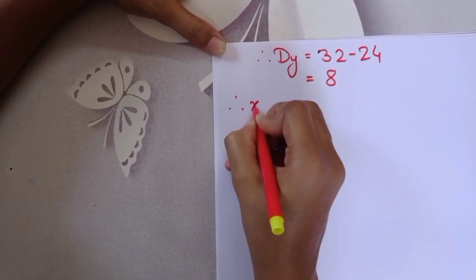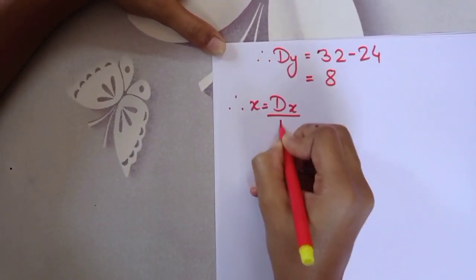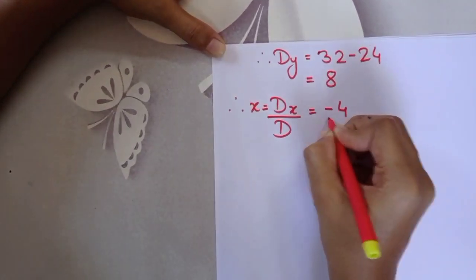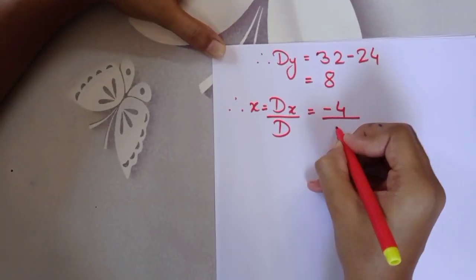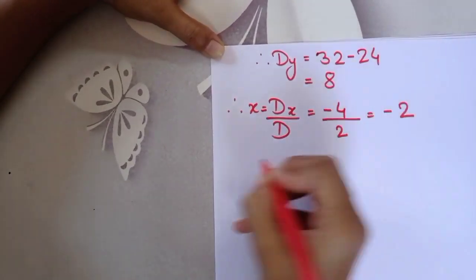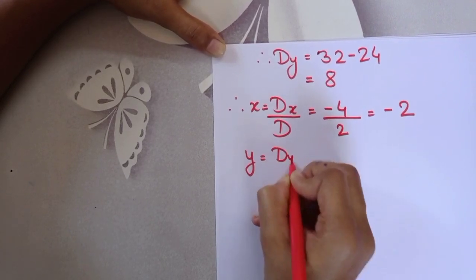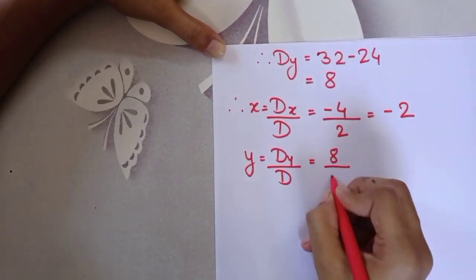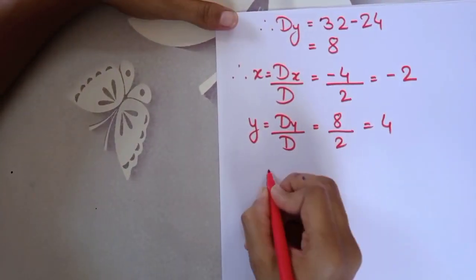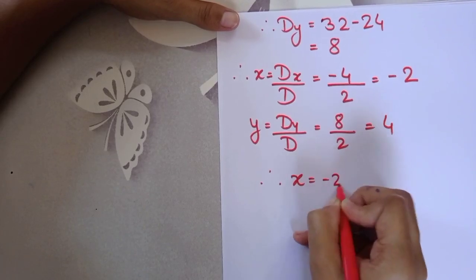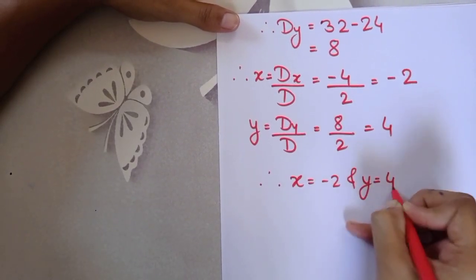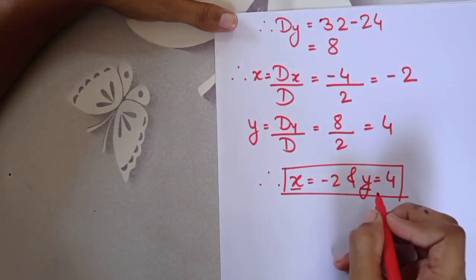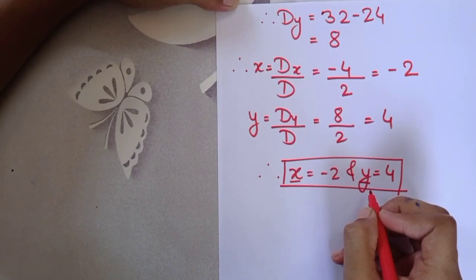So, x is equal to dx by d, and we know the value of dx is minus 4 and d is 2, which is equal to minus 2. And y is equal to dy by d, where dy is 8 and d is 2, which is equal to 4. Therefore, x is equal to minus 2 and y is equal to 4. We have found the values of the variables x and y by Cramer's rule.